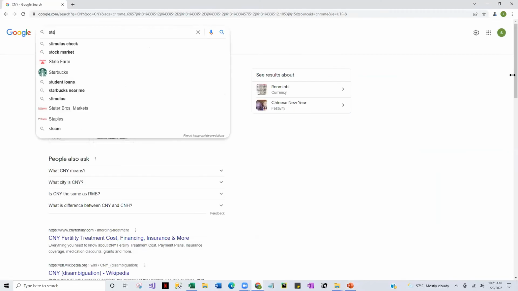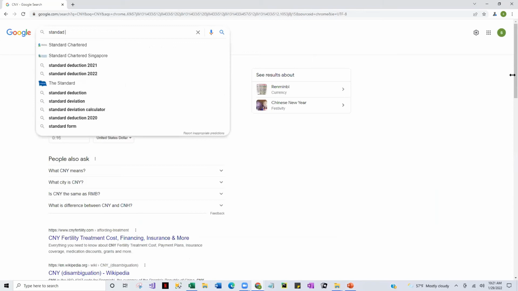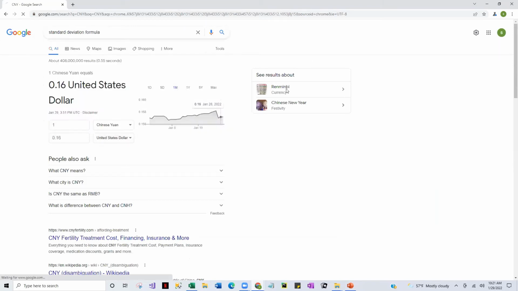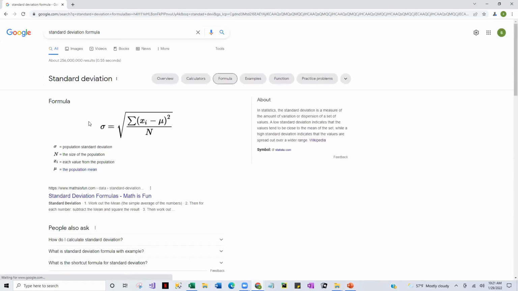Or you know that standard deviation. So the standard deviation formula. This is the standard deviation formula we are going to use. We are going to find the variance and take the square root of the variance. So this is the standard deviation formula.